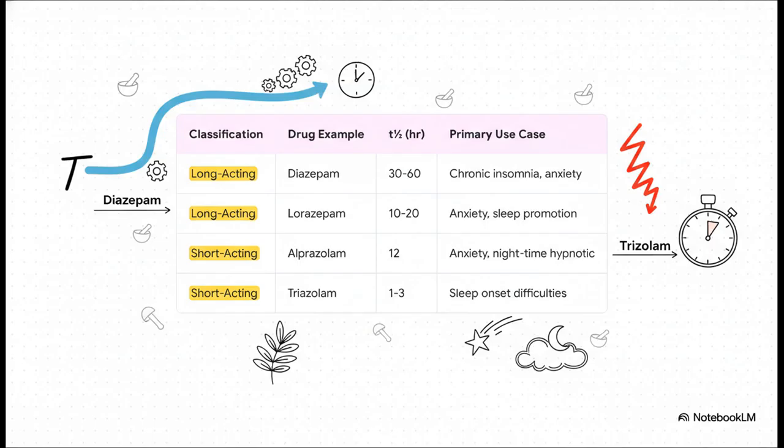Look here. On one side, you have the long-acting drugs, like our old friend diazepam. Look at that half-life, up to 60 hours. It stays in the body for ages, which is great for a chronic condition. Now look at the other end. Triazolam. A half-life of just 1 to 3 hours. It's in, it does its job, and it's out. Perfect for someone who just needs help falling asleep. This, my friends, is the art of prescribing, matching the drug's timing to the patient's problem.